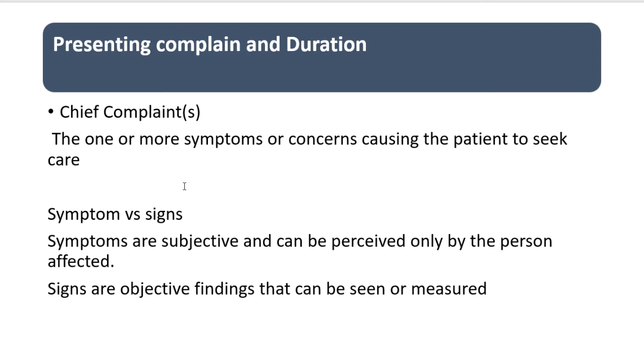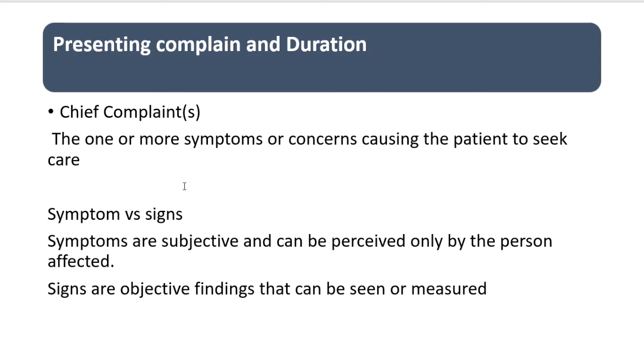So those are more objective. Signs are the things that can be seen or measured by a medical professional. For example, let's say there is a patient with icterus or jaundice. If you see the sclera, a yellowish discoloration of the sclera, even if I see it or you see it, that is a yellowish discoloration. It's a sign, not a symptom. So it's more objective, right?